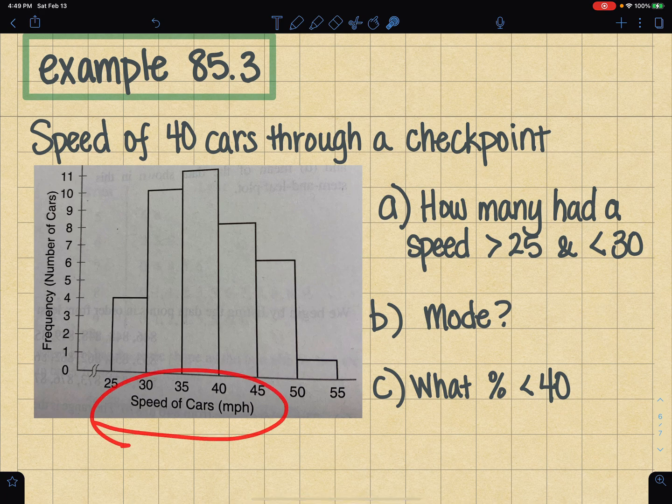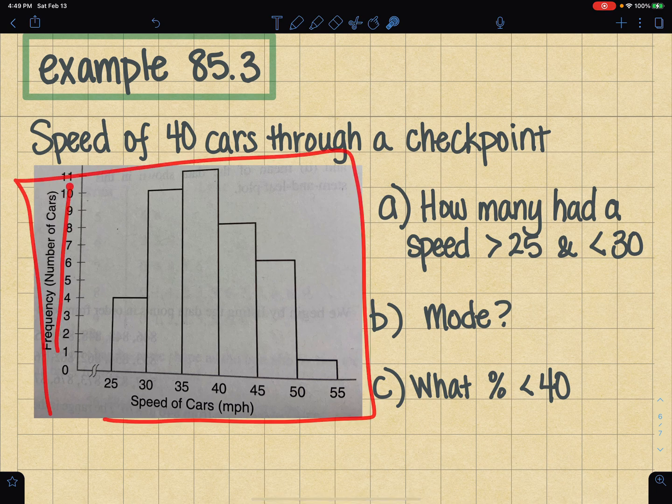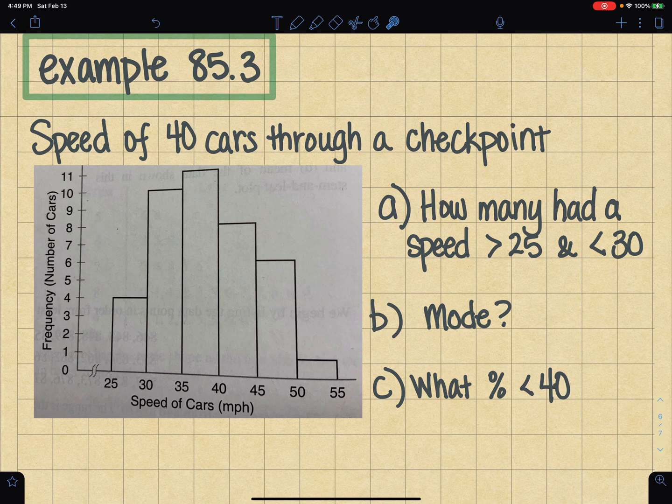This is a histogram showing the speed of 40 cars. So they do tell us that there are 40 total cars through a checkpoint. And it wants to know, so here's the information. Here's the number of cars. So for example, the number of cars that were going between 25 and 29 are put here. And it looks like there were 4 cars going between 25 and 29 miles per hour. So they want to know how many had a speed that was more than 25 and less than 30. Oh, well, I just did that. That's this bar, and that correlates to 4. So the answer to the first one is 4.